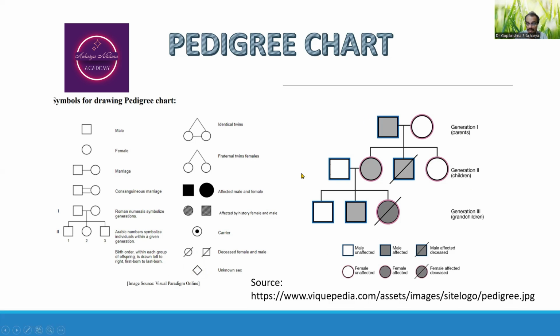When you think about an example of writing this, here are the parents, that is, the father and mother. Both are their children, both females, but the male is deceased. Here, the marriage has happened, and here are the three children, two males and one female. The female is deceased. This is how the pedigree chart is drawn.